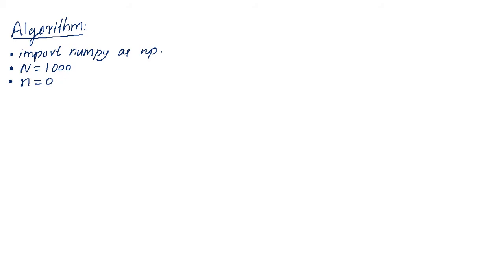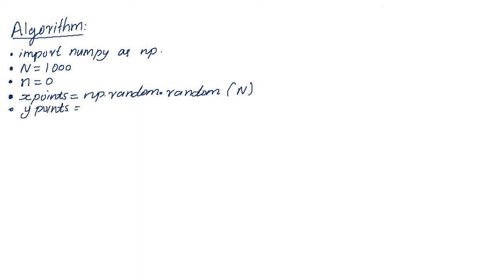There are no points. Now we have to randomly select x points and y points. So we will just consider x points as a list. x points is equal to np.random.random(N). So we'll generate N random points. Similarly, we generate y points as np.random.random. Obviously, since they are random numbers, x points and y points will be different.